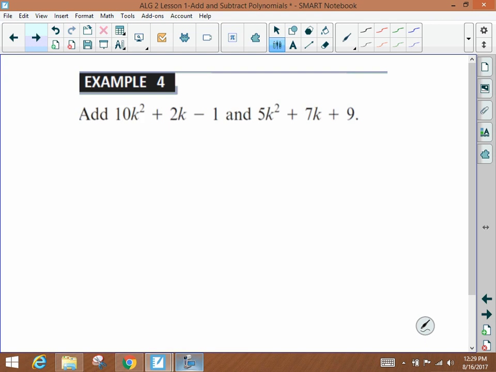Let's do another one. So we're going to add 10k squared plus 2k minus 1 to, we're going to add it to 5k squared plus 7k plus 9. So I'm going to rewrite that so it says that.